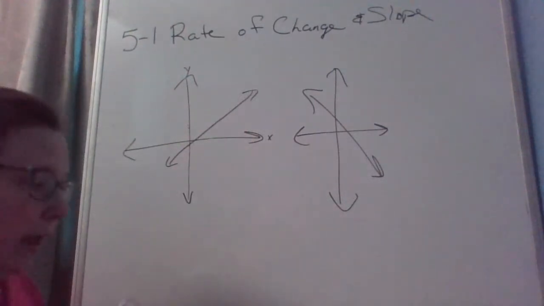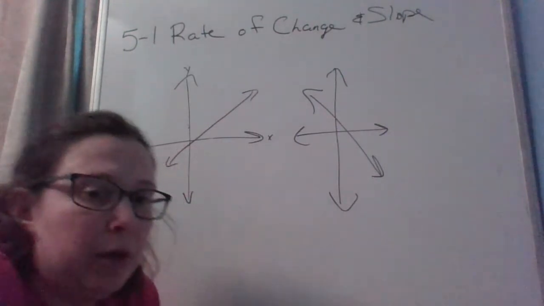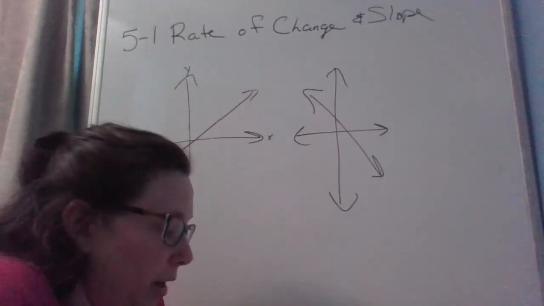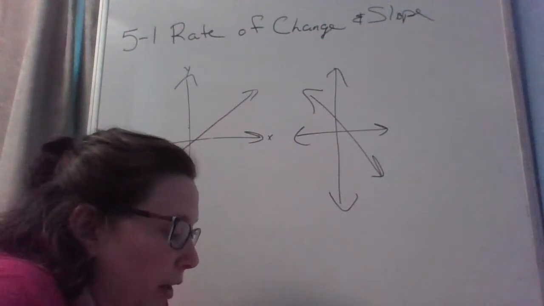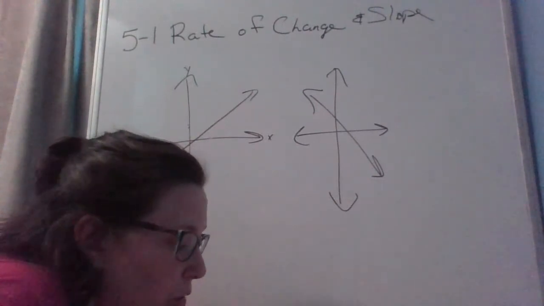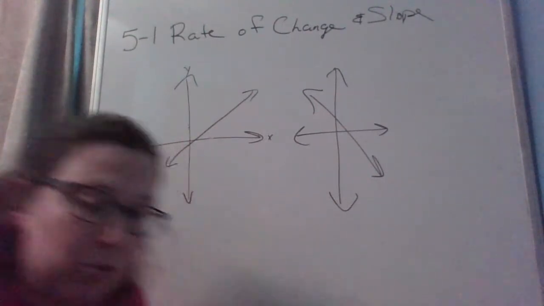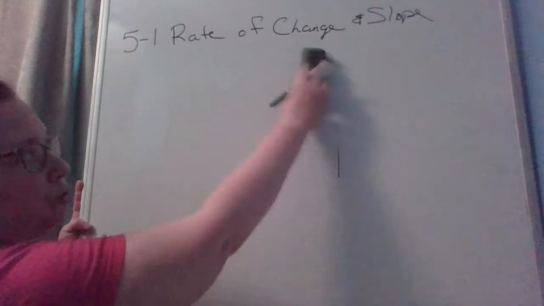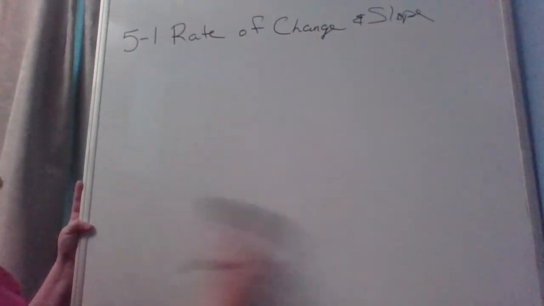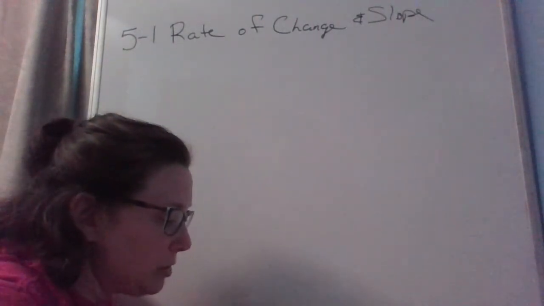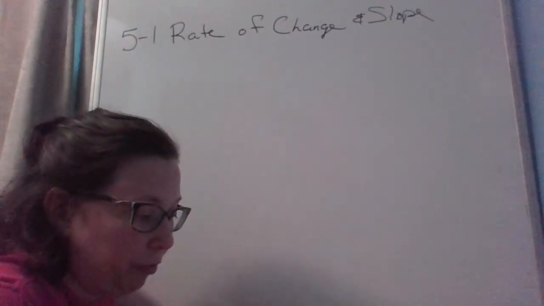Problem one says finding the rate of change using a table. So in problem one, they are giving you some ordered pairs, some x's and y's, and you are going to find the rate of change. The table gives us these ordered pairs. We're going to take two of those ordered pairs, and it doesn't matter which two you choose to use. Any two, as long as this is a linear function, any two are going to give you the same rate of change.